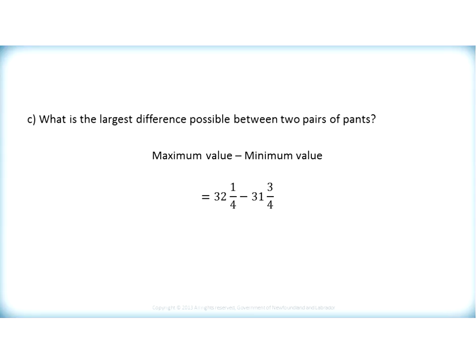So the maximum value allowed in this example was 32 1/4 inches. The minimum value allowed was 31 3/4 inches. The largest difference possible between these two pairs of pants, or the range between these two pairs of pants, would be 1/2 inch. So I can have two pairs of pants that vary by as much as 1/2 an inch and still call them both 32-inch pairs of pants.